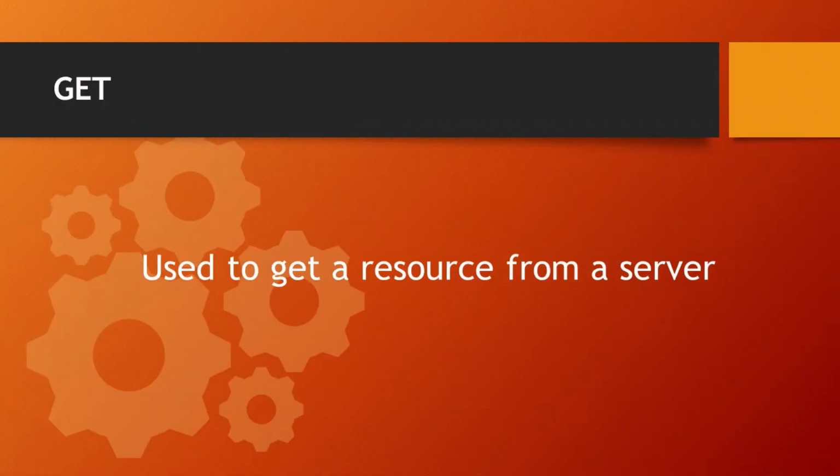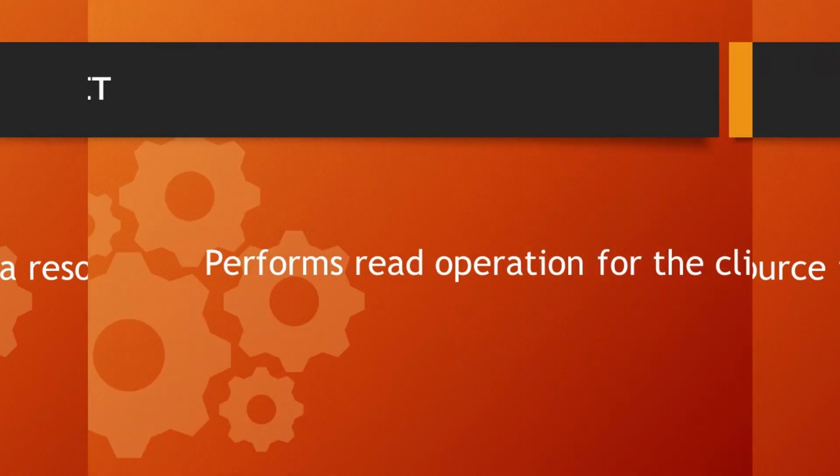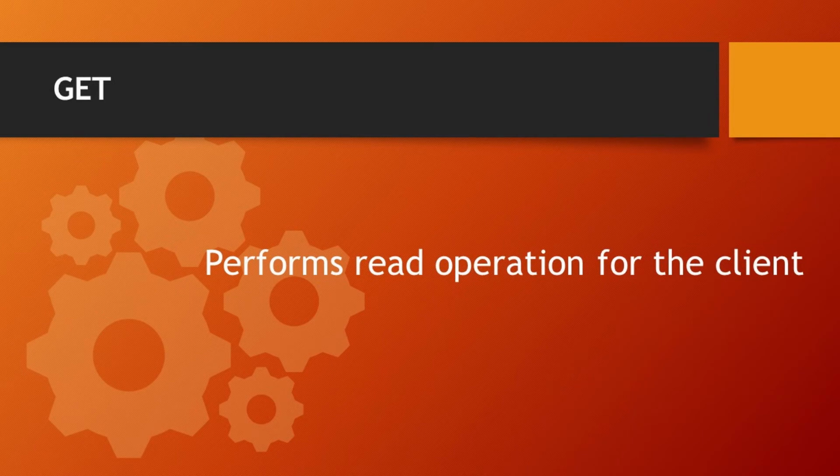This request is used to get a resource from a server. If you perform a get request, the server looks for the data you requested and sends it back to you. In other words, a get request performs a read operation. This is the default HTTP request method.